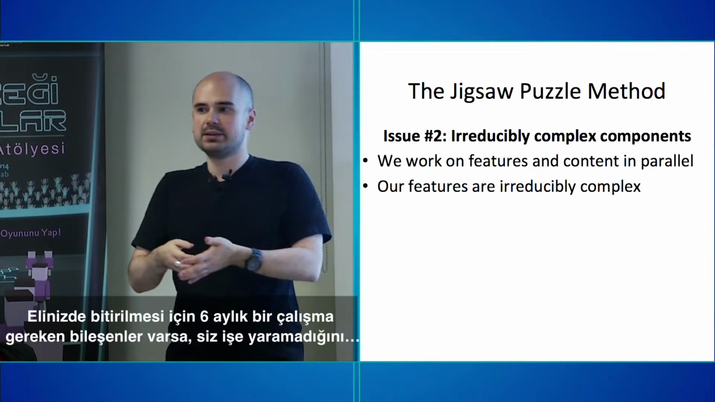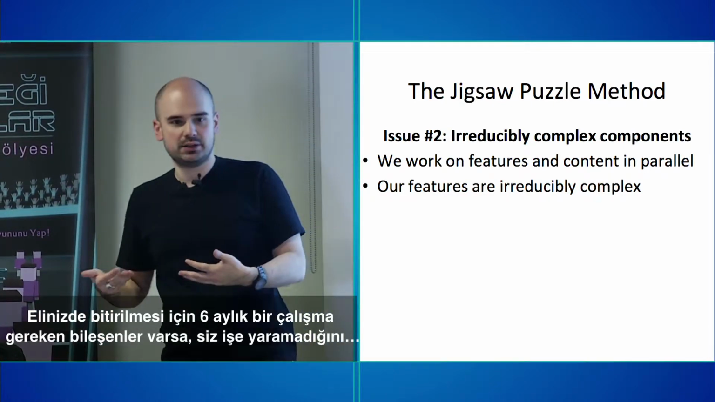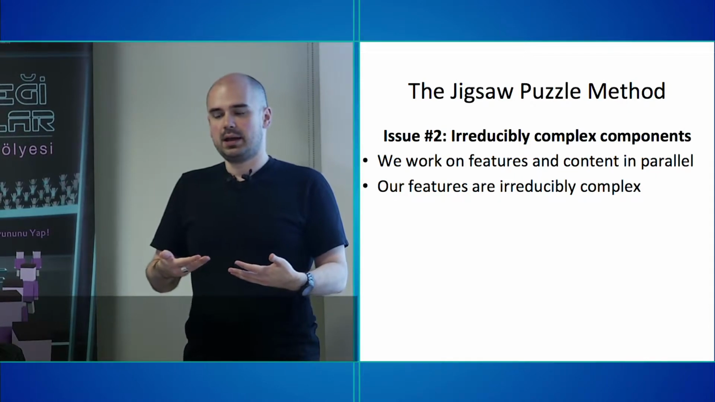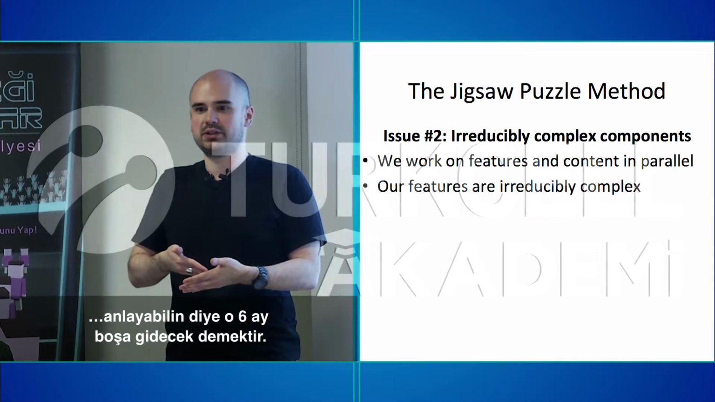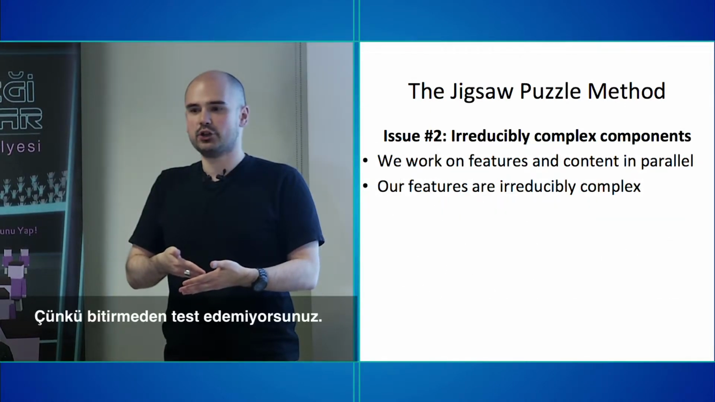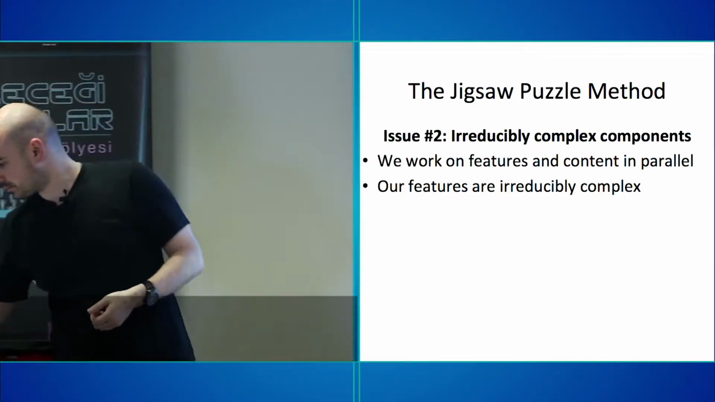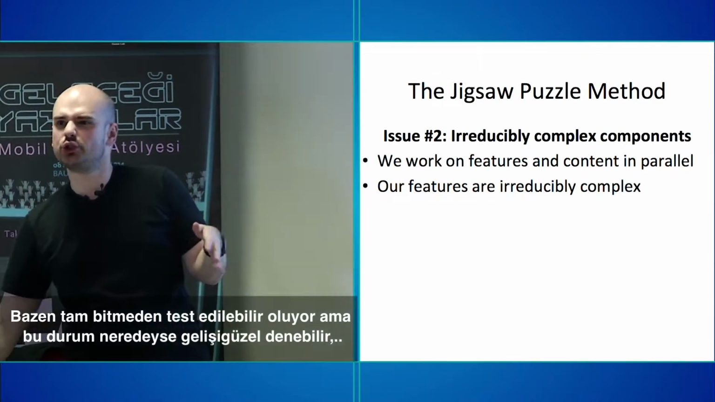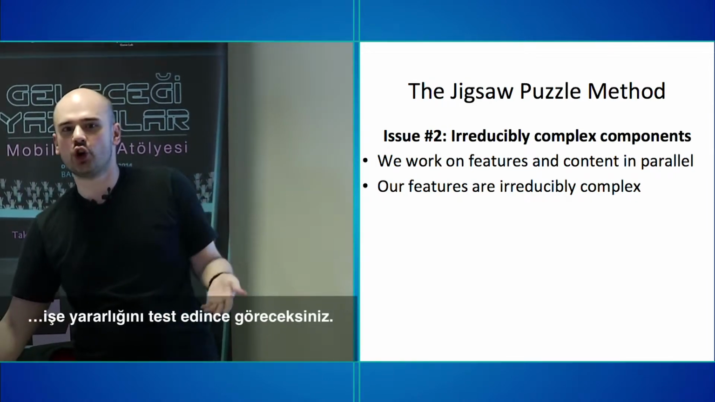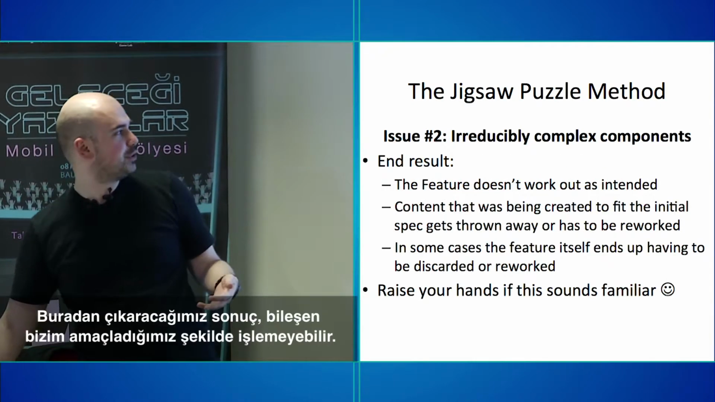Now the problem with that is if you have a feature that takes 6 months to do, then you're going to be wasting 6 months before you find out that it sucks. Because you cannot try it unless it is 100% done, right? Sometimes it's testable earlier, but usually it's kind of arbitrary. You don't really know when you'll be able to test it. So the end result becomes that the feature doesn't work out as intended.